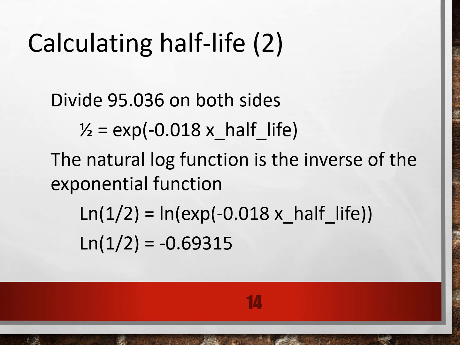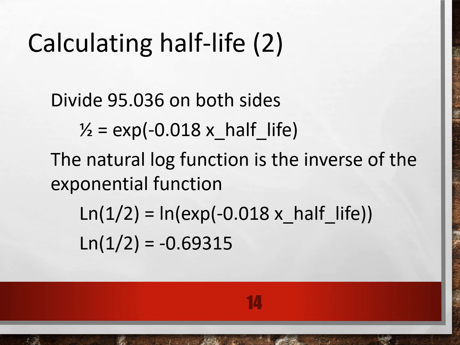Next, we divide both sides by 95.036 since it appears on both sides. And so on the left-hand side, we have 1/2, and on the right-hand side, we have exponential of minus 0.018x half-life. Okay, to get rid of the exponential, we take the natural log of both sides, because the natural log is the inverse of the exponential. So taking the natural log of both sides, I get that the natural log of 1/2, that's the left-hand side, is equal to the natural log of the exponential of minus 0.18 x half-life.